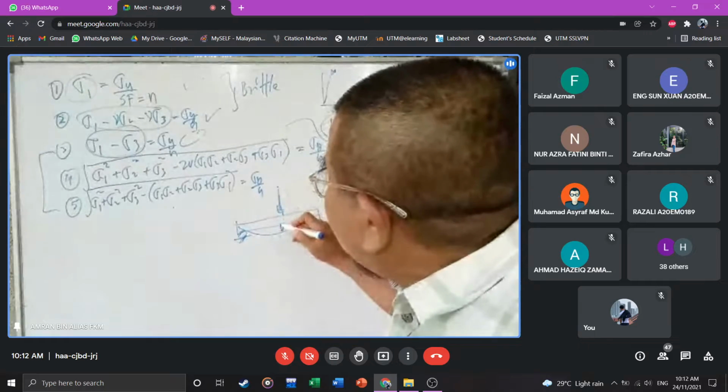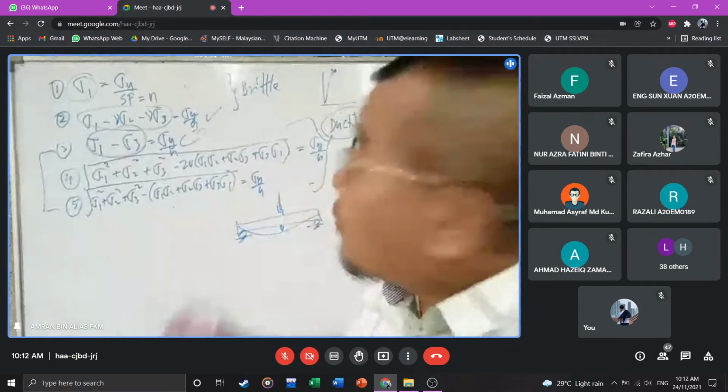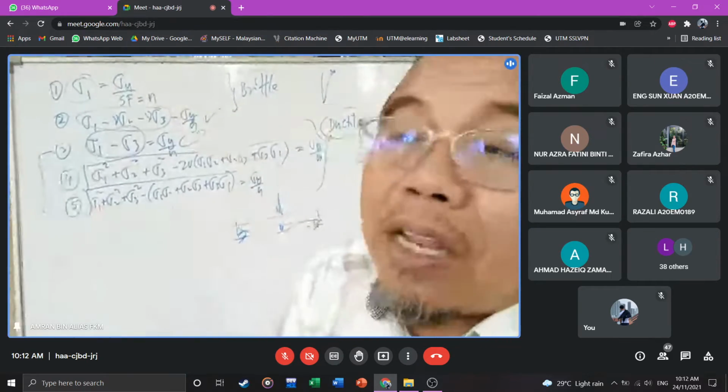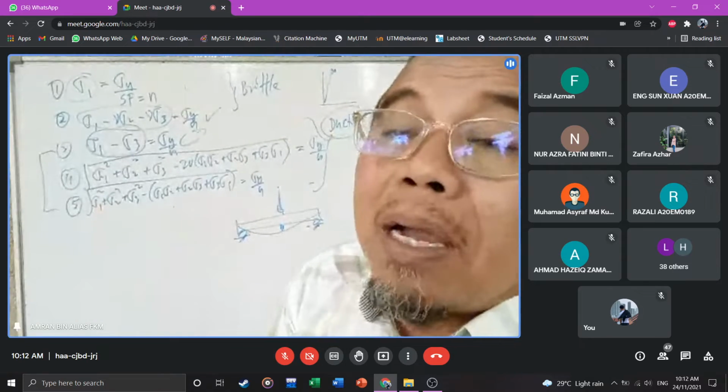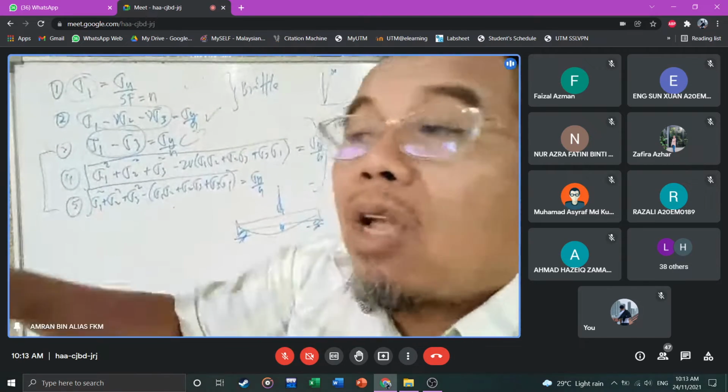So when you put a load there, you can find the deflection. Or you can find it by theory. We have the theory of deflection already. Remember in Solid One, what is the theory of deflection?